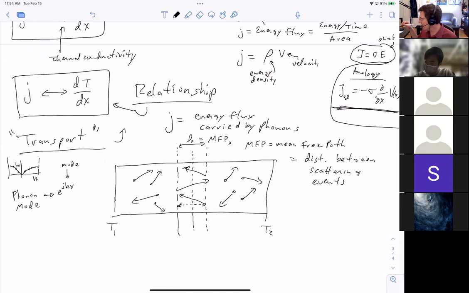So remember how I said that each mode is like a simple harmonic oscillator, right? With all those levels. Every mode is like a simple harmonic oscillator. And so what I want you to think now is that each mode is like a little cart. This is how I like to think of it, like a little, those are wheels. This is a cart, a little cart that carries energy.